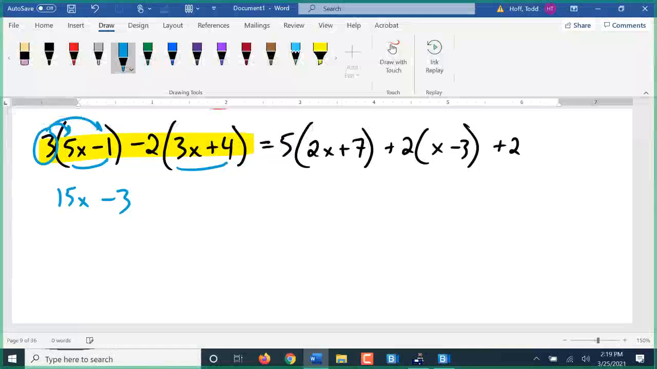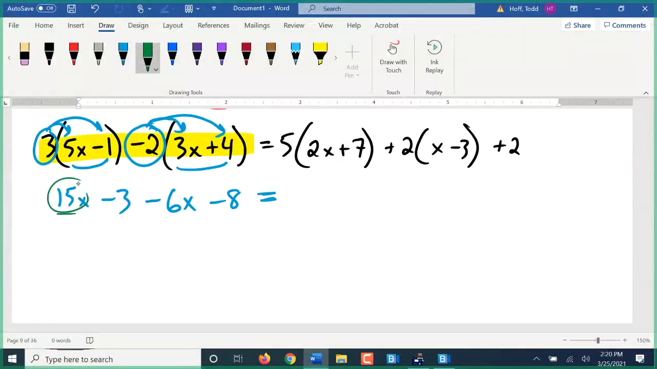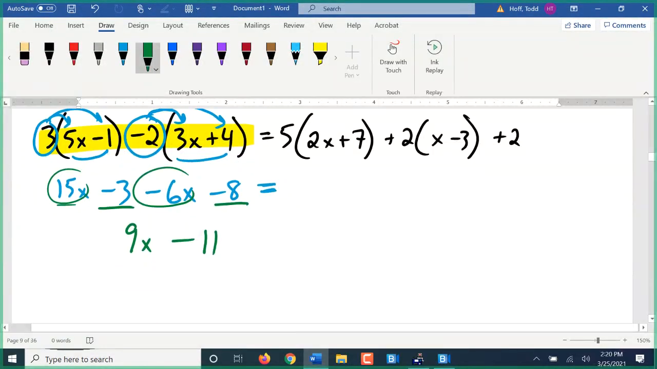Second set of parentheses, again, nothing to combine there. We're going to multiply by, remember that's a negative 2. Negative 2 times 3x is negative 6x, and negative 2 times 4 is negative 8. Now we're going to keep combining on that left side. 15x and negative 6x make 9x. Negative 3 and negative 8 make negative 11. That is all that we have to combine on that left side.